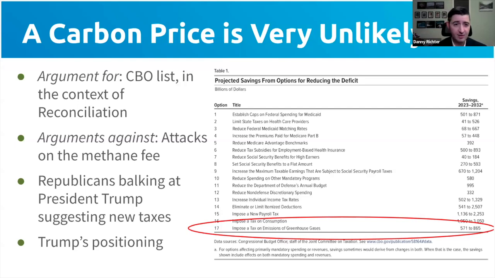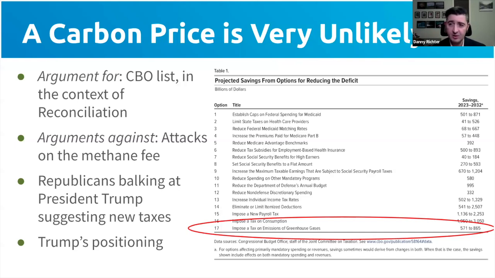It doesn't include a carbon price, so that's a pretty strong signal that it will not include that. You also had Republicans balking at President Trump suggesting new taxes. A couple of weeks ago, President Trump said, "Hey, how about we increase the top tax rate for high-income earners?" And Republicans in Congress said, "No, we're not going to do that," and he backed off. And then just Trump's positioning in general on climate and the environment, fossil fuels.